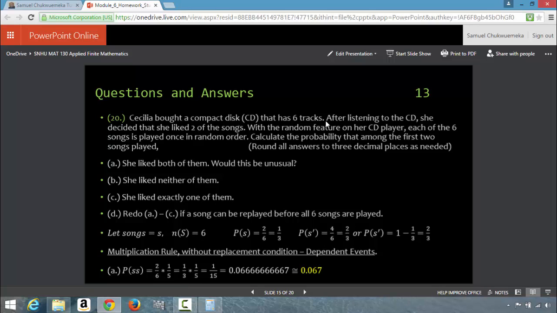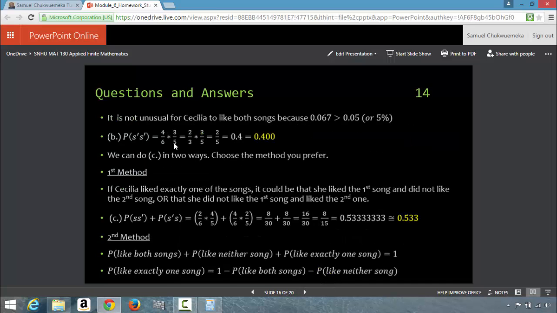So probability of selecting the 2 songs that she likes, both of them, this is without replacement. The first one is 2 over 6. You didn't replace it, so you only have 1 remaining out of 5. And when you do the computation, you have 0.067. Then the second one, she liked neither of them. You still do the same thing. She does not like 4 out of 6 times 3 out of 5. And when you do the computation, you have this.